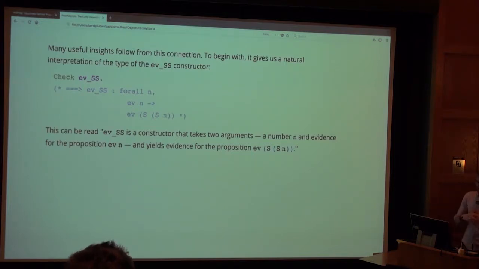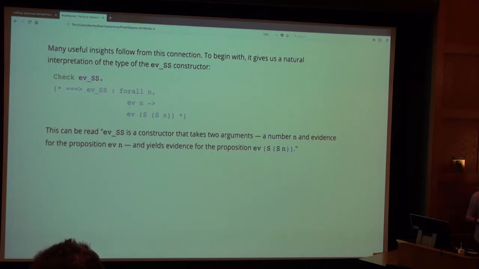Right, many useful insights follow from this connection. I think I've been implicitly doing this as I walk through the definitions of this inductive data type. You can understand this constructor as a function. You could say EVSS is a function where you give me a natural number and some piece of data, EVN, and I will give you a new piece of data that 2 plus n is EV.